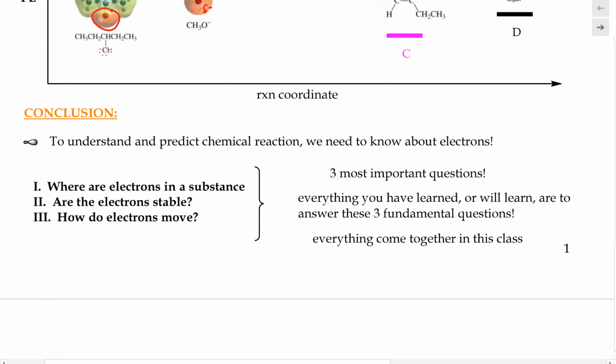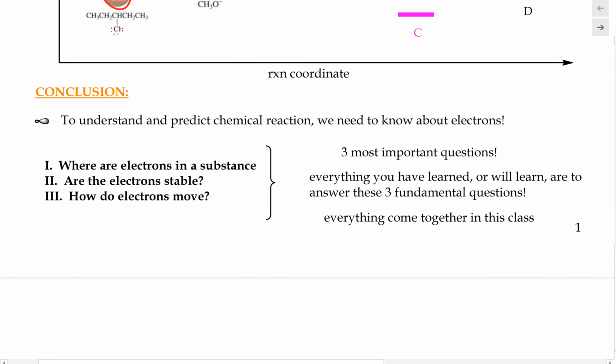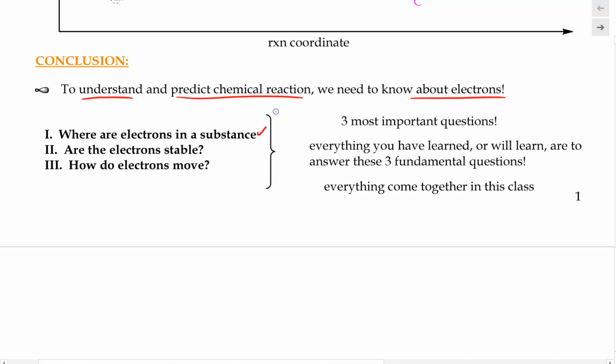So in conclusion, to be able to understand and really make organic chemistry fun, we need to be able to predict and understand our chemical reactions, and for that we need to know about the electron. There are three questions in particular that we want to know about the electron. First, where are electrons in a substance? As we learn organic reactions and organic molecules, we need to be able to see where the electrons are in a chemical substance. Really important.